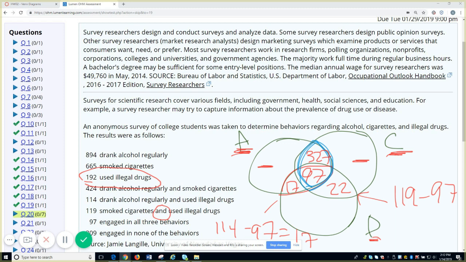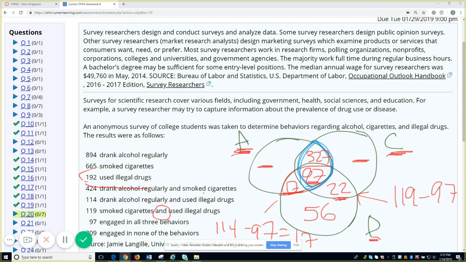So that 192, we need to subtract out 17 and 97 and 22. We'll be left with 56 who only did drugs. Right. Once again, to get that 56, I did 192, subtract out 17, the 97, and the 22, the other three regions that make up the drug circle.